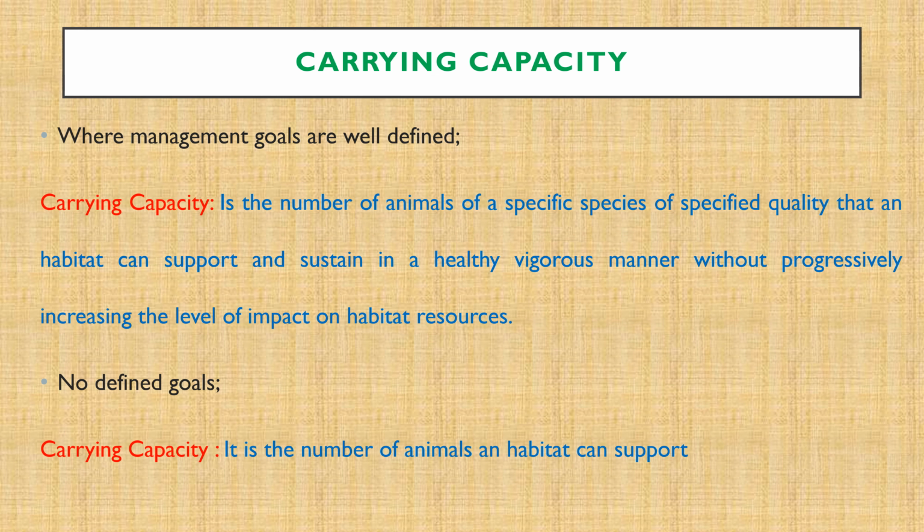So what is carrying capacity? As we have understood earlier, carrying capacity has been defined into two broad perspectives. So one, where the management goals are well defined, carrying capacity is simply the number of animals of a specific species of a specified quality that a habitat can support and sustain in a healthy, vigorous manner without progressively increasing the level of impact on habitat resources. So here we are dealing with the quality of the habitat and the quality of the animal.